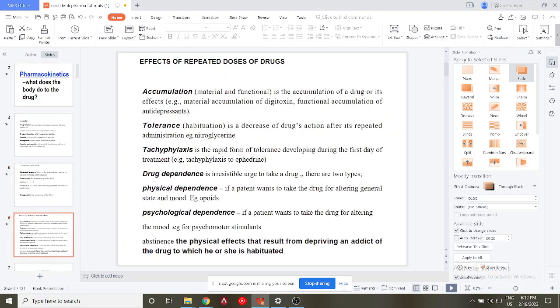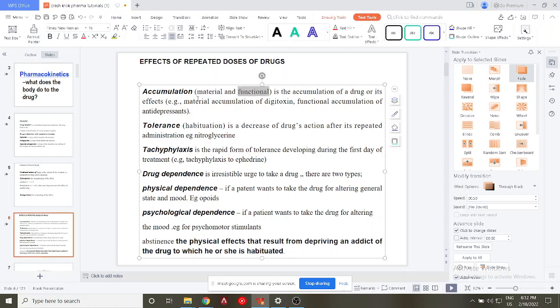Okay, so the next terms are effects of repeated doses of drugs. Please take note of this point, it's very important. First is accumulation, the accumulation of a drug or its effect. Take note of the two types of accumulation, material and functional. There's material accumulation of digitoxin, and there's functional accumulation of antidepressants. This is a Krok question, so you might see it in your Krok. So take note: material accumulation occurs with digitoxin, while functional accumulation occurs with antidepressants.